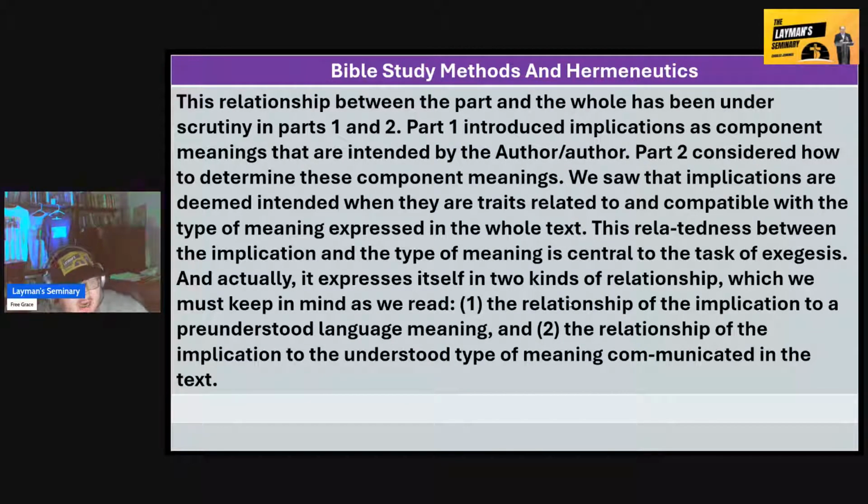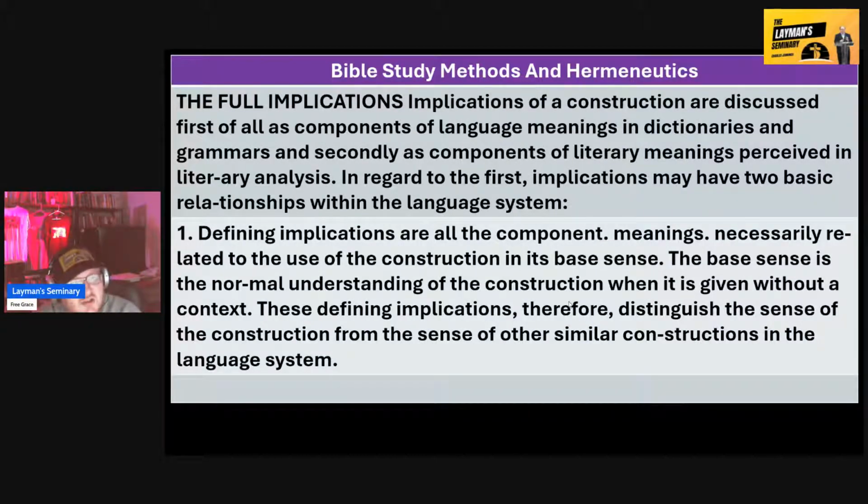And actually, it expresses itself in two kinds of relationship, which we must keep in mind as we read. One, the relationship of the implication to a pre-understood language meaning, and two, the relationship of the implication to the understood type of meaning communicated in the text. The full implications of a construction are discussed, first of all, as components of language meaning in dictionaries and grammars, and secondly as components of literary meaning perceived in literary analysis.